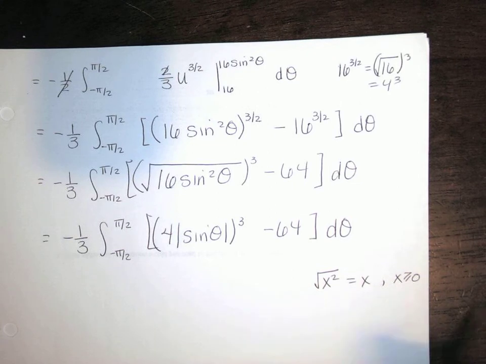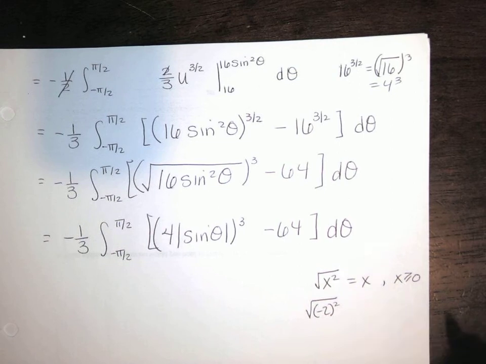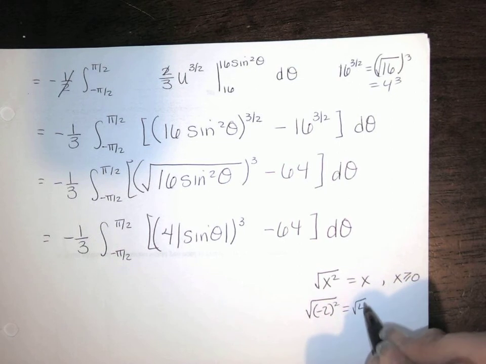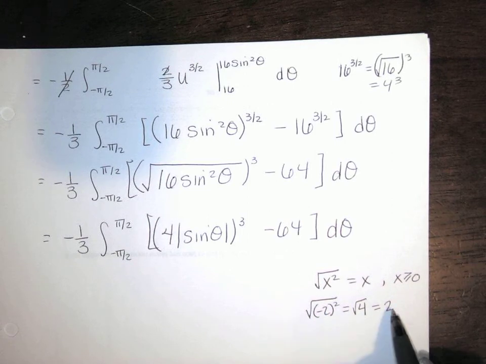You're saying, I thought it was always positive. Well, it is. Let me show you. If I take negative 2 and I square it, I get 4. When I take the square root of 4, I get 2 back. So whatever this is that I started with, I always get the same number back but positive.